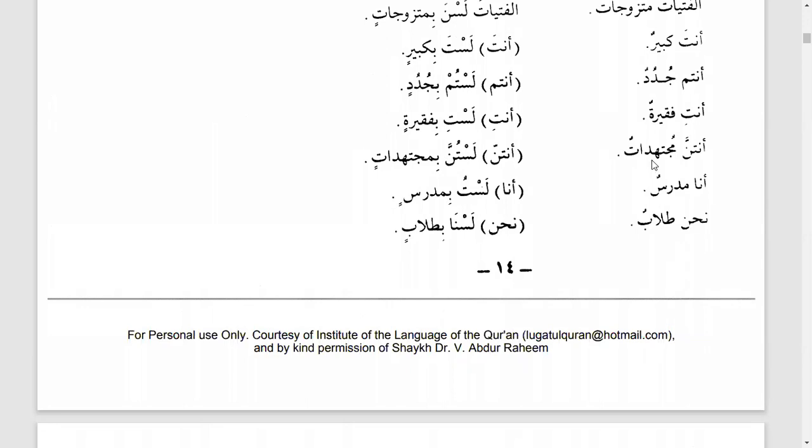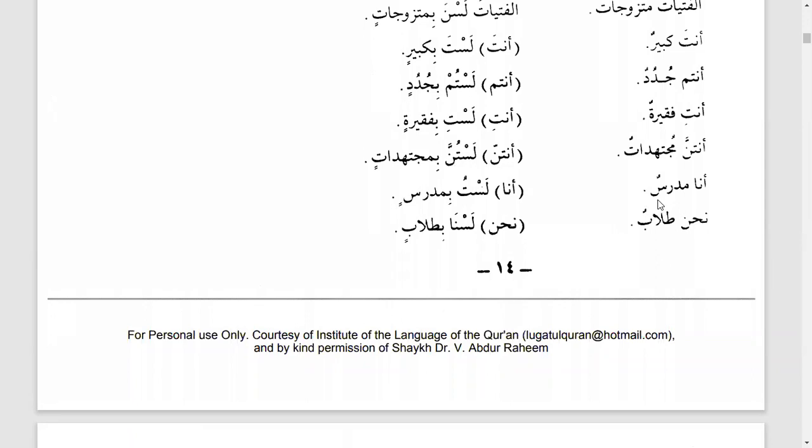Yes, next please. Antunna mujtahidat. All right. You ladies are hardworking. Antunna lastunna bimujtahidat. You ladies are not hardworking. Hardworking, excellent. So here anti, so that's why we have lasti, singular and singular, and here antunna, you all ladies, plural. So that's why the verb that we have is also for the plural. Okay. So in nominal sentence, we know that the subject and the predicate should be equal in number and gender. So antunna, you all, that's why we have lastunna.